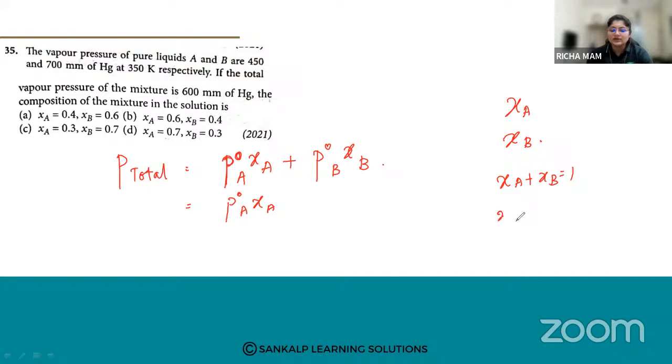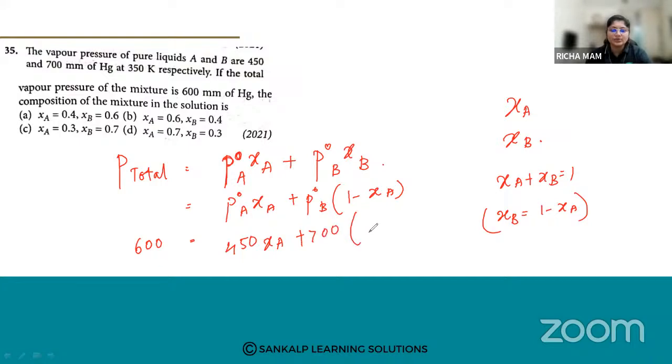So XB is equal to 1 minus XA. So if you substitute this, 1 minus XA. Fine. So let us put the values. Total pressure is 600. Then pure component A is 450 into XA plus pure component B is 700 into 1 minus XA. Yes. Next step. By this, first find out the XA. What XA value are you getting, Jesse?